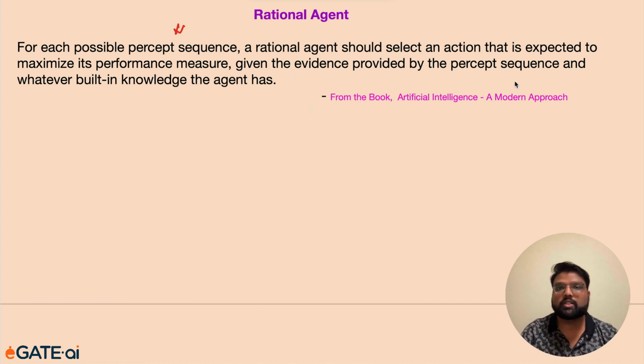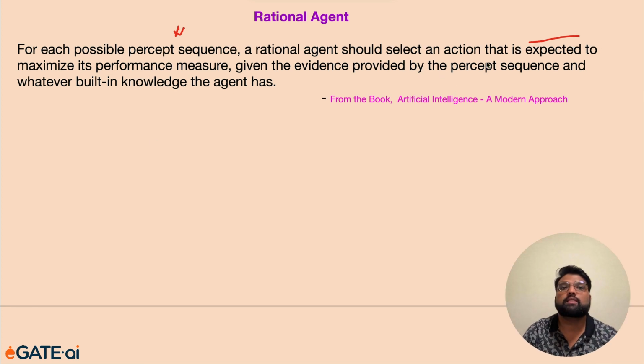A very interesting thing to note here is that this is expected to maximize the performance measure. Okay, this is not absolute. Why is this not absolute? Because a rational agent can do the right things, but it can only do right things based on the percept sequence it has seen so far and the built-in knowledge about the environment. It cannot look beyond the percept sequences and built-in knowledge. Okay, so given a percept sequence and given built-in knowledge, it is expected to maximize the performance measure.